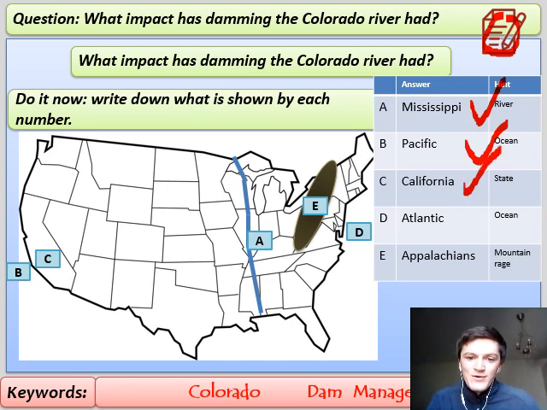So that was California. We then got the Atlantic Ocean here. If you travel across the Atlantic Ocean, eventually you'll reach us. And then we have the Appalachian Mountains here. Okay, so a really important mountain range for America. So let's make sure we've got them right, and let's get ready to move on.